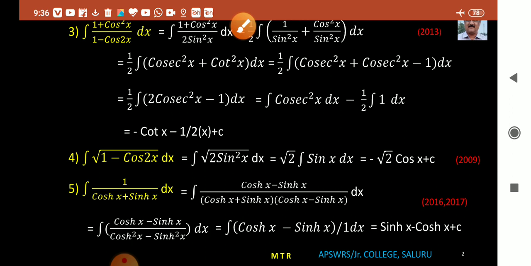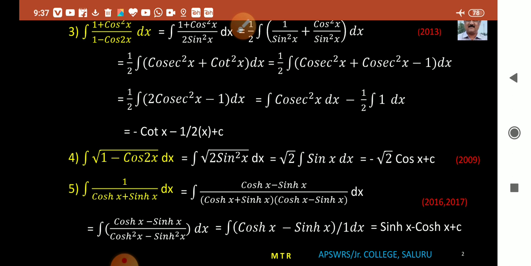So integral root of 1 minus cos 2x dx is equal to integral square root of 2 sin square x dx. This is equal to root 2 integral sin x dx. This is equal to minus root 2 times the integral of sin x, which is minus cos x. So it is minus root 2 cos x plus c.